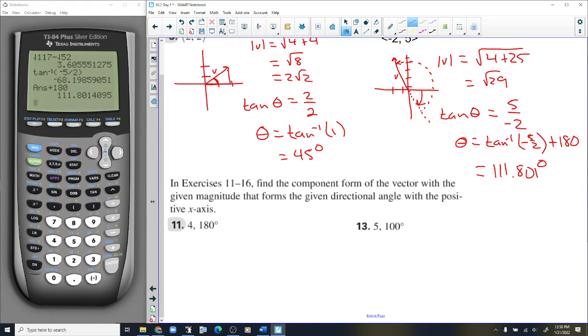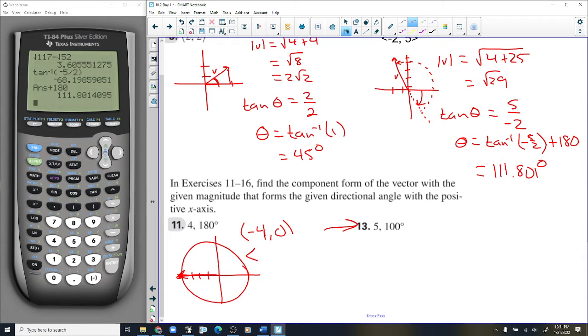Find the component form of the vector with the given magnitude that forms the given directional angle with the positive x-axis. So what are we doing? Find the component form. 180 degrees on a radius of 4. So it's on a circle of radius 4 at 180 degrees. Well, I know that this point is negative 4, 0, but how would we do that for number 13 where it's not as nice?